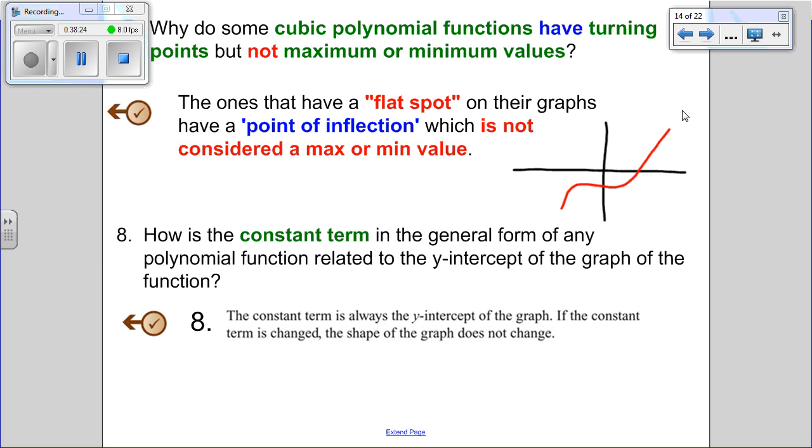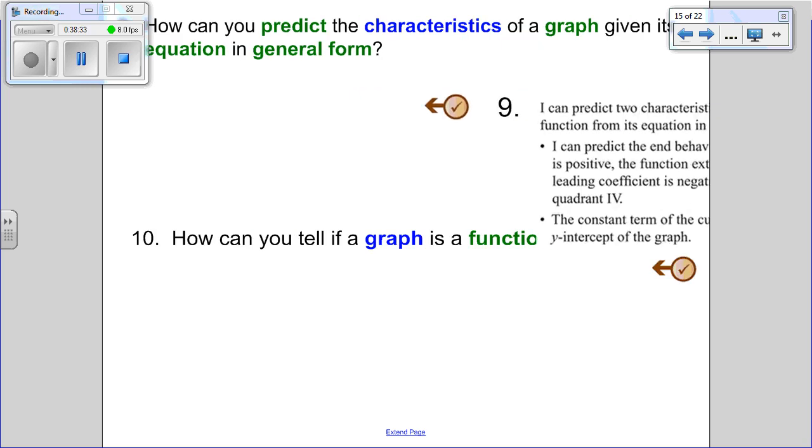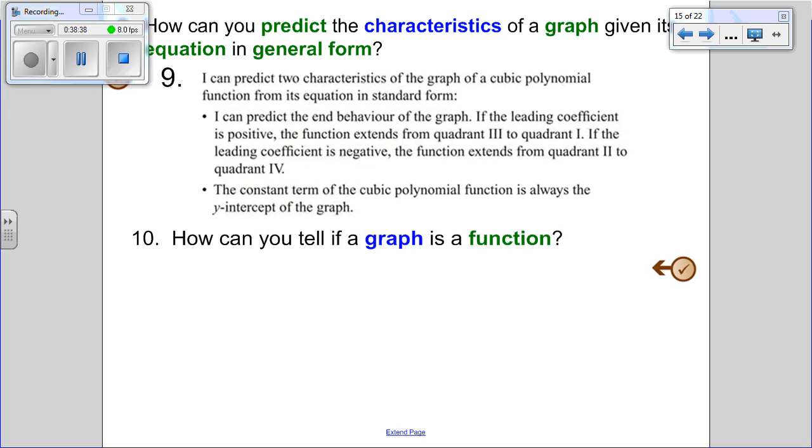This has it all written in there. Again, if you don't want to write it all out, that's fine. The three things you need to know: the constant tells you the y-intercept, the degree tells you the shape, and the leading coefficient tells you the direction. That's the three big things, and we've talked about it a few times. It's just good to have it written down somewhere to reference. The leading coefficient tells me the end behavior, where it starts and where it ends.